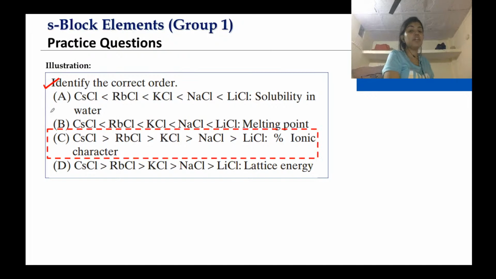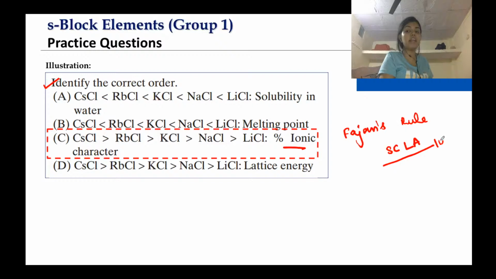See, here if you consider the percent ionic character. Percent ionic character is what we can compare with Fajan's rule. Fajan's rule says that smaller the cation, larger the anion, greater is the covalent character, right? So here you can see, because cesium is a bigger cation, the ionic character will be more. As the size of the cation is increasing, the ionic character is increasing.